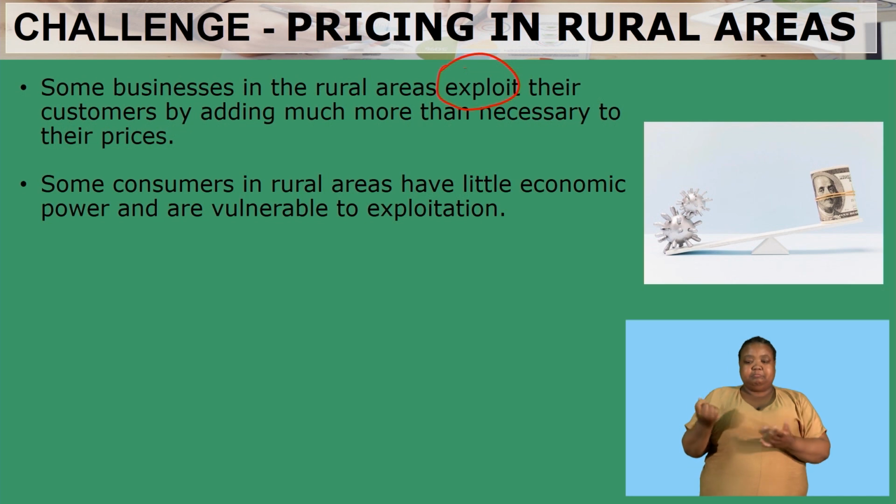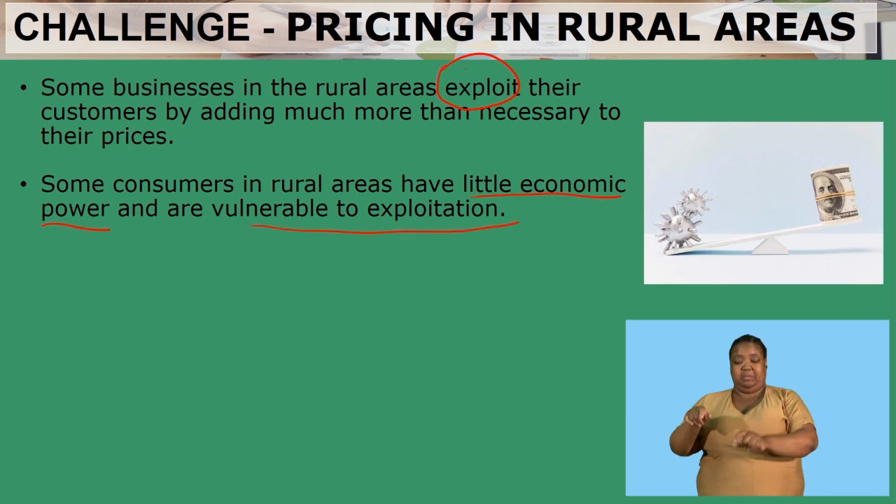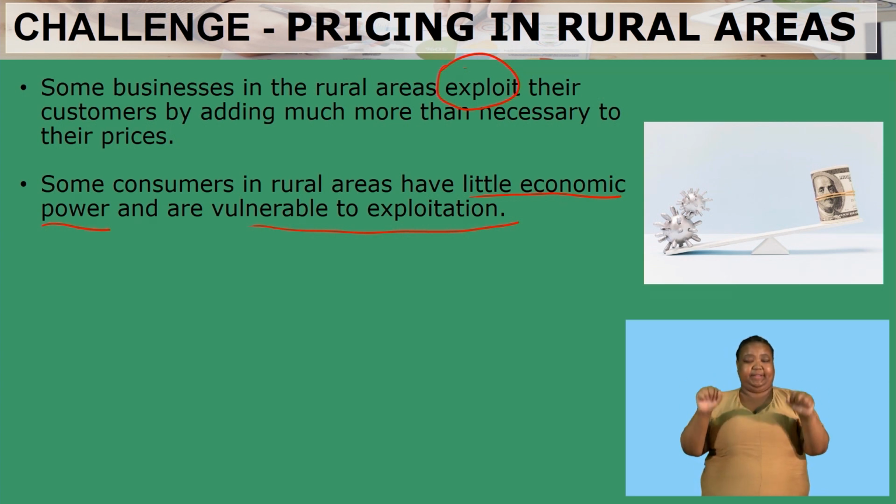Some consumers in rural areas have little economic power and they are vulnerable to exploitation. Little economic power, they are unemployed. As you know, the unemployment rate is very high right now. It's over 30%. So now some consumers in rural areas have little economic power. Probably they're not working. Therefore, as a business, by exploiting them, you are being unfair or unethical rather.